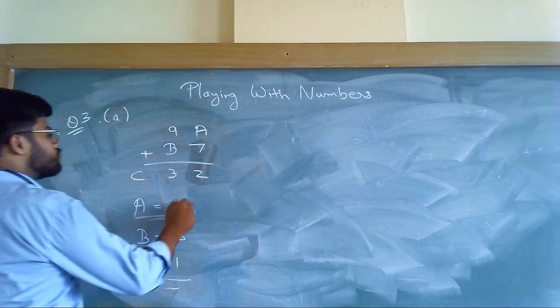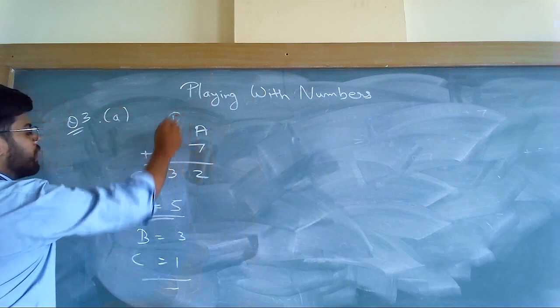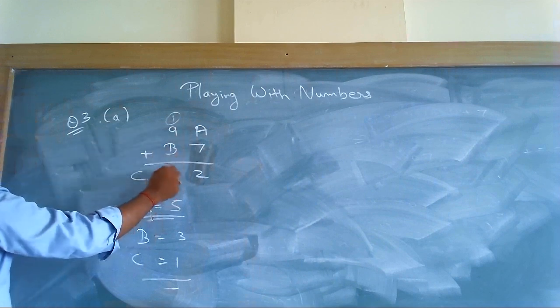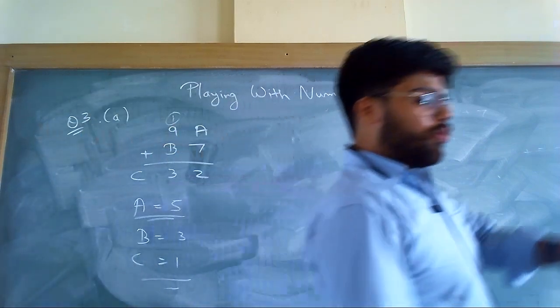If I put A equals 5 here, 7 plus 5 is 12, 1 will be carried. That 9 plus 1 is 10. But I want 3, meaning 13. So what do I write here? 3. 10 plus 3 is 13. 1 will be carried. The value of C is what? 1. Is it clear? One more part I will do.